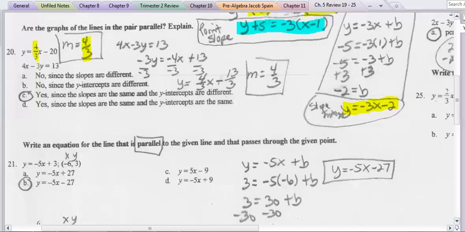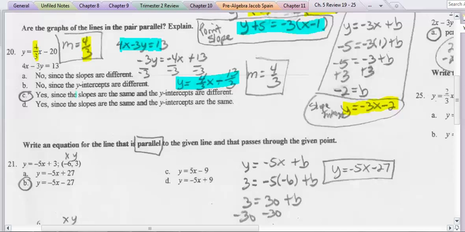The next equation, I had to do my work, put it in slope-intercept form. So here's where it started, and here's where it ended up in slope-intercept form. My slope is 4/3, so yes, they are parallel since the slopes are the same, and the y-intercepts are different. This is 13/3, and this y-intercept is 20.